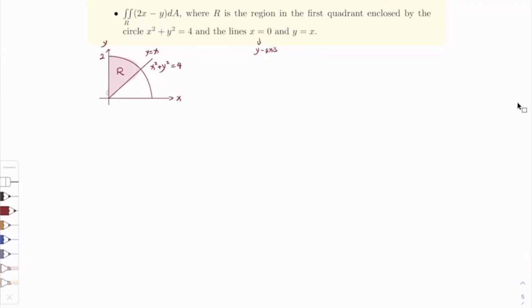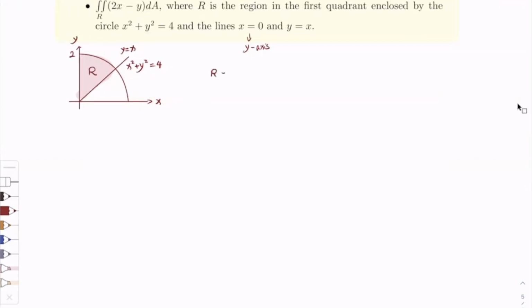Anyway, now let's convert it into polar coordinates. So my R is going to be r, theta, such that r, the length of this, goes from 0 to 2. And my theta is this angle, so that's going to be pi over 4 to pi over 2. Okay, so that's my first step. I change it to polar coordinates. Now the rest is just computation.